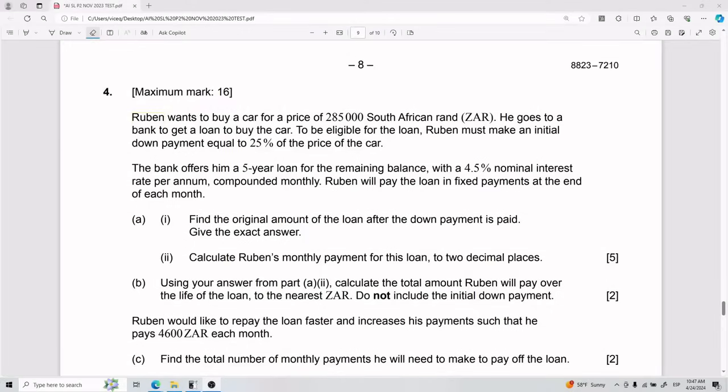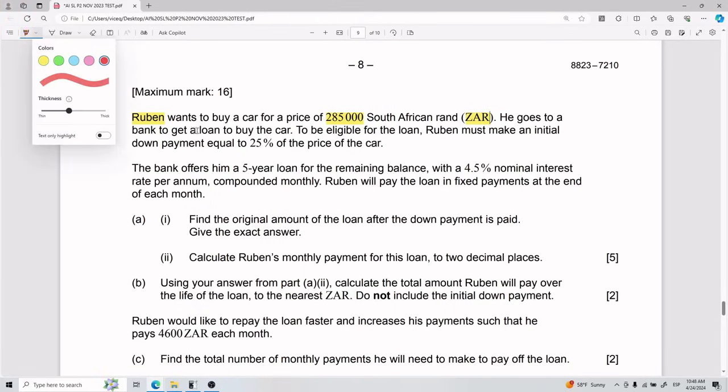All right, and now for number 4, our good old friend Ruben. Ruben wants to buy a car for a price of 285,000 South African rand, in other words, ZAR. I hope I said that correctly. If not, sorry. He goes to a bank to get a loan. This is very important language here: to get a loan to buy a car.